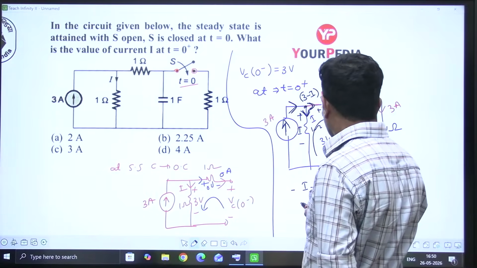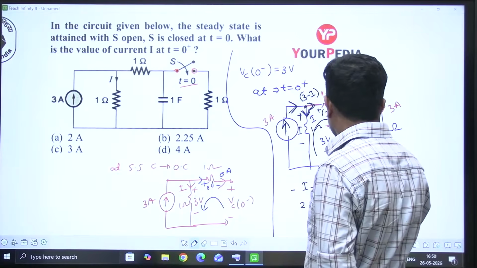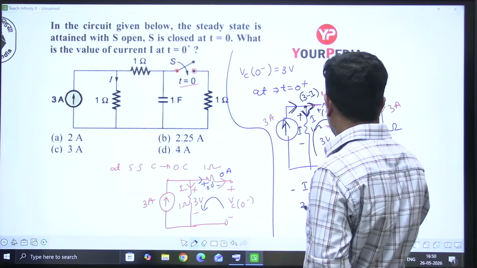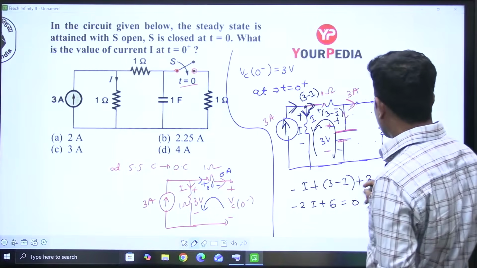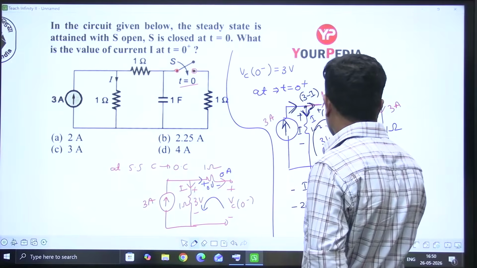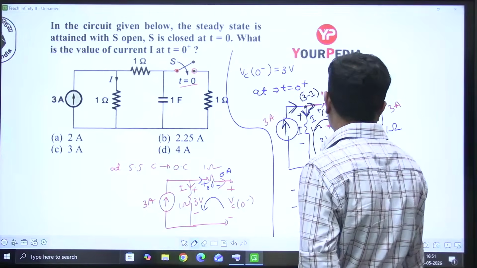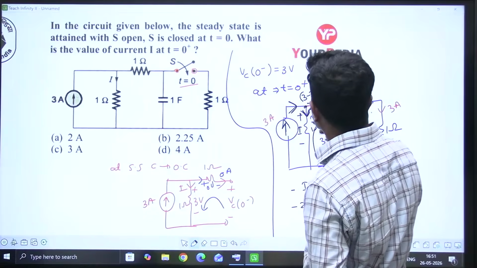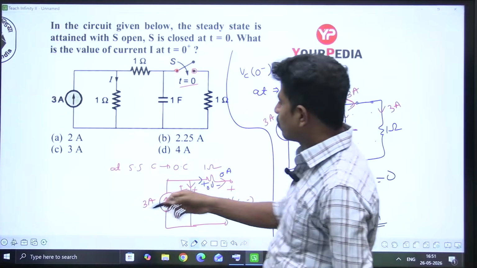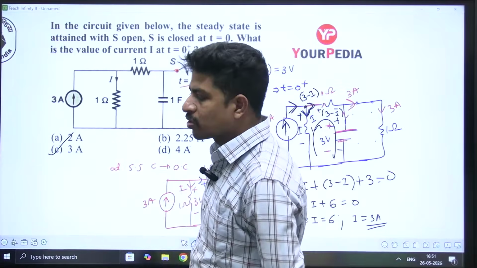So minus 2I plus 6 is equal to 0. 2I is equal to 6. So from this, I is equal to 3 amperes. I is equal to how much? 3 amperes. Option C. Good. Some of you solved 3 amperes.